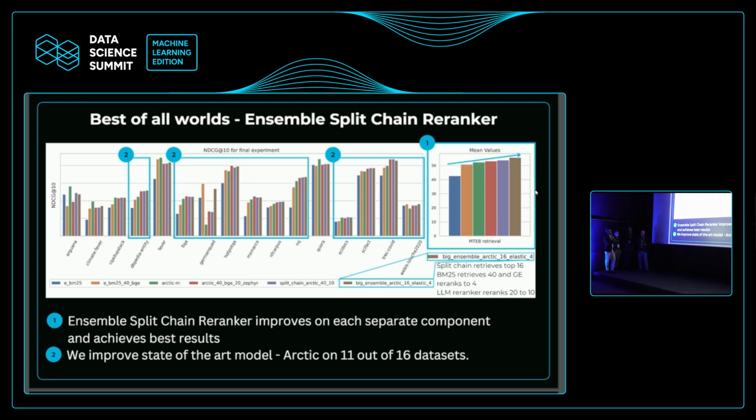But the thing that you saw on the slide before, the brown bar at the very right, it actually gains the best results out of all the combinations we tried. It improves on the average, and we can see that on 11 of the 16 data sets in the whole benchmarking set, we beat the Arctic Retriever, which is one of the state-of-the-art current open source models.